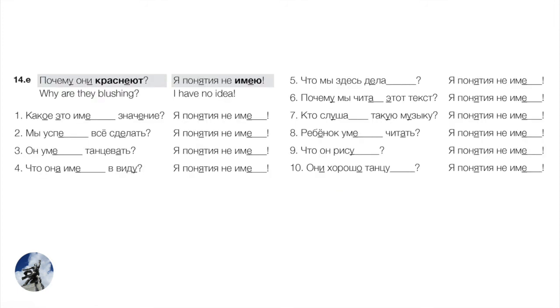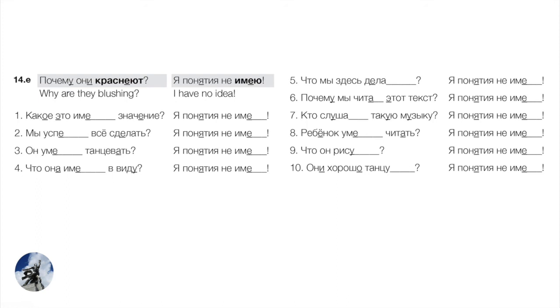Let's do an exercise and fill in some more verbs. First we have some kind of question, and then the response, я понятия не имею. I have no idea. That's a fairly common phrase in Russian, so we're just going to repeat it every time here, no change. For example, почему они краснеют? Why are they blushing? Краснеть means to turn красный, which means red, so to blush. Я понятия не имею.